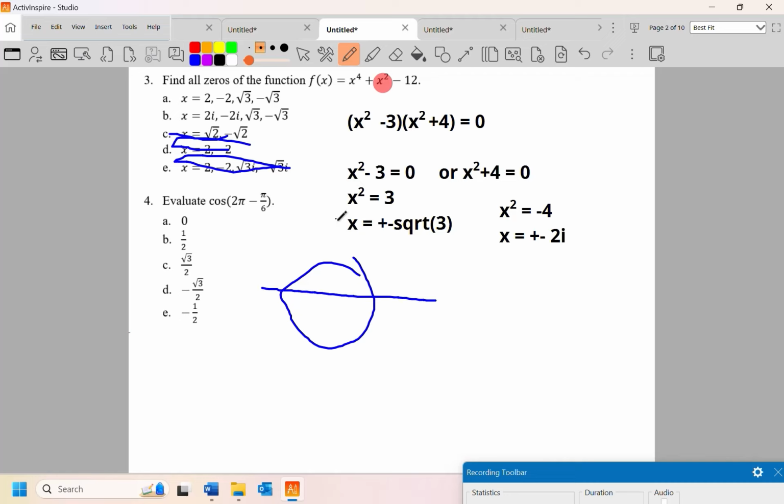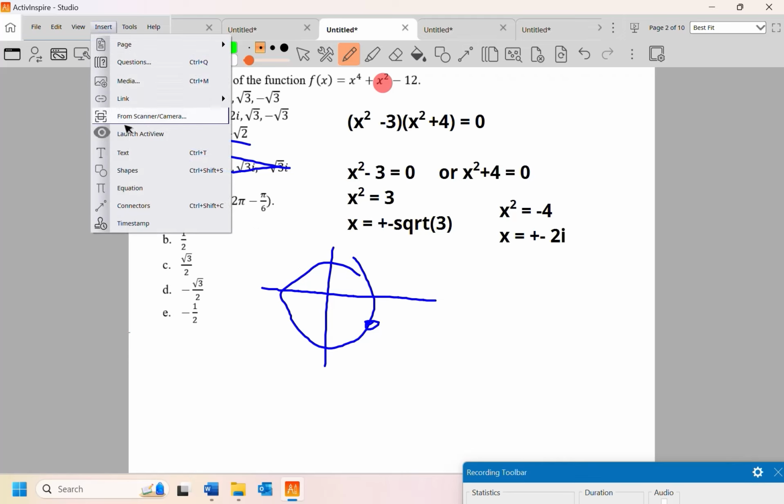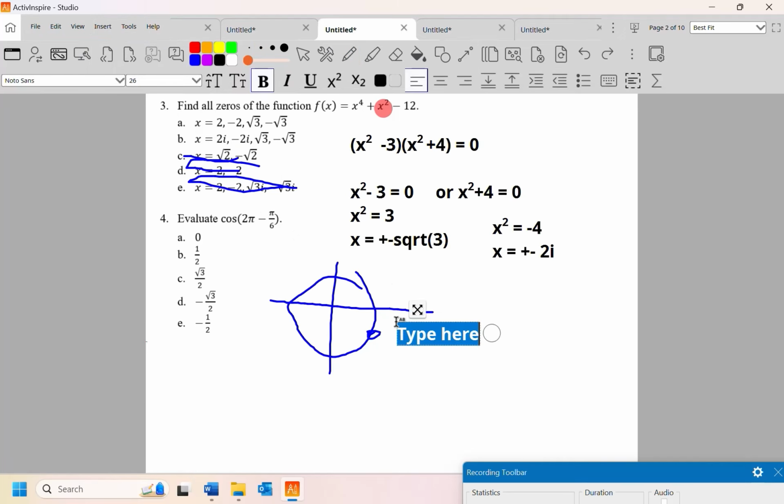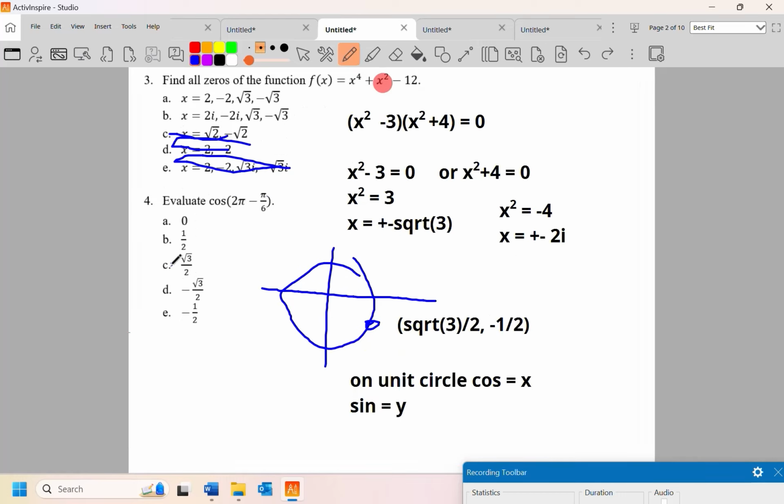Think about being at 330 degrees. That's going to put you right around here. And think about the ordered pair there. The ordered pair there is that we go right a square root of 3 over 2, and we go down a half. Now, on a unit circle, cosine is x. Cosine is x, and sine is y. So I want the x, which is root 3 over 2. Choice C.